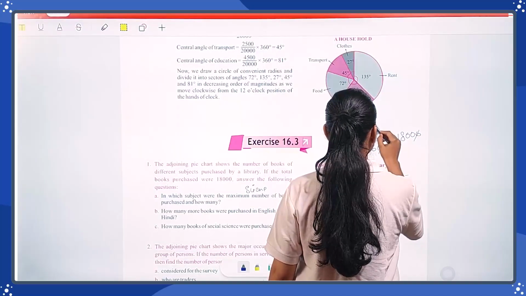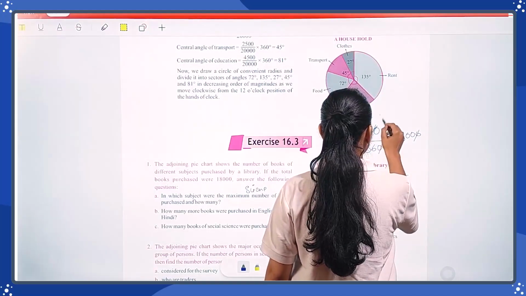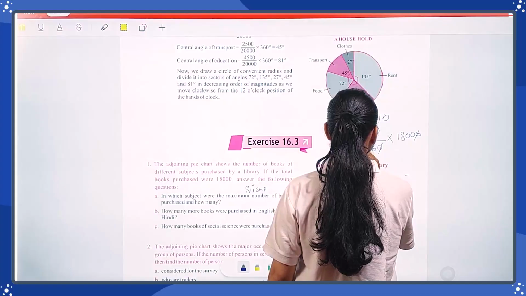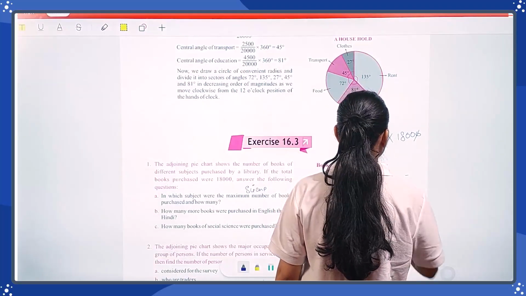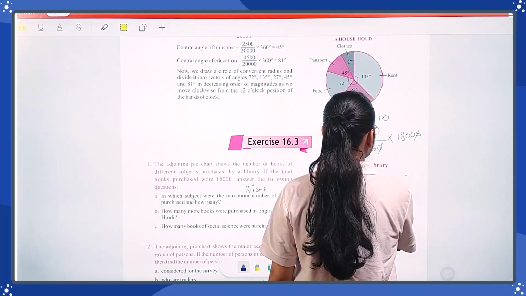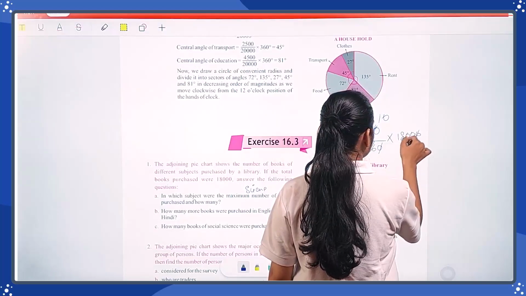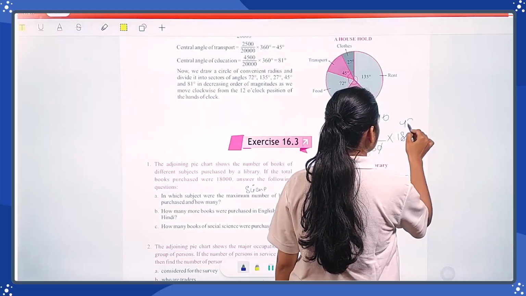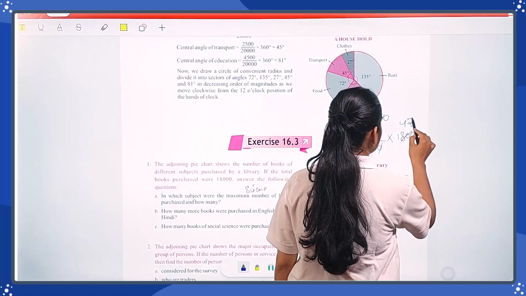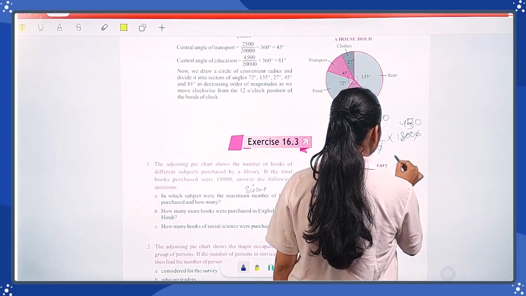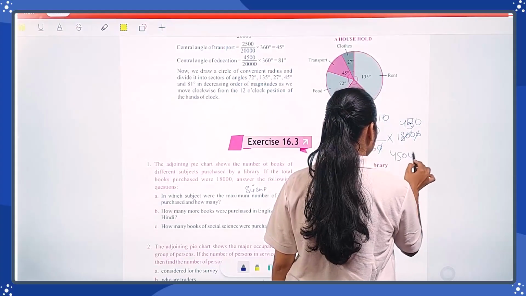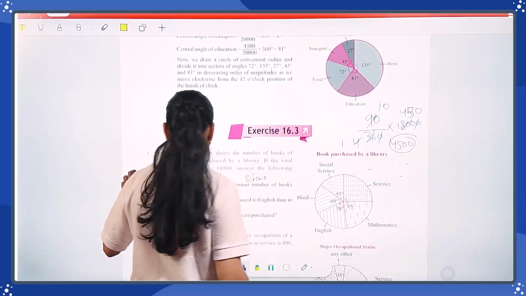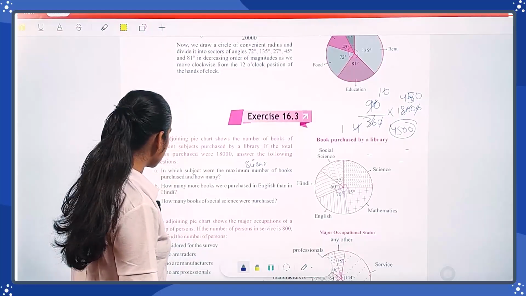So 18 here cancel, okay, 10, and here we have 4, 1, 4, 20, 25 and 0. So 4500 is your answer. Next, how many more books were purchased in English than Hindi?